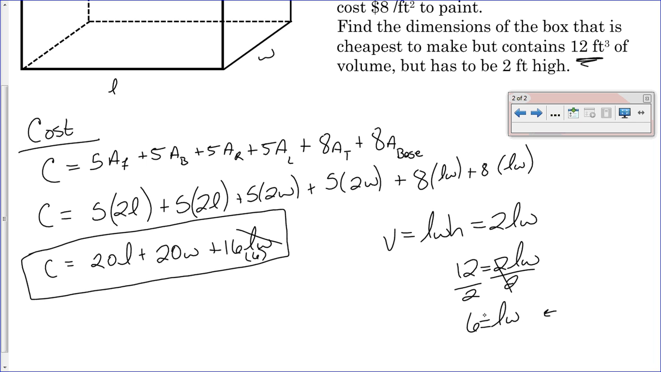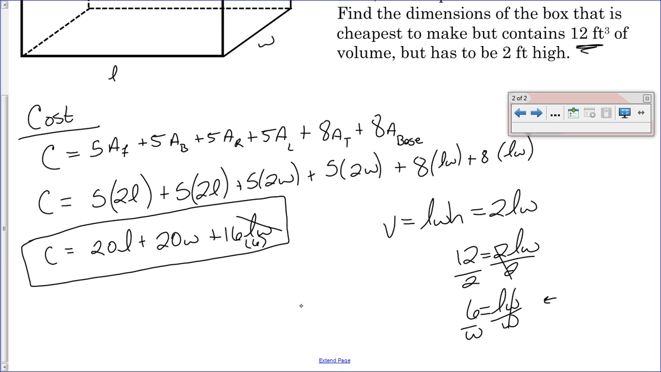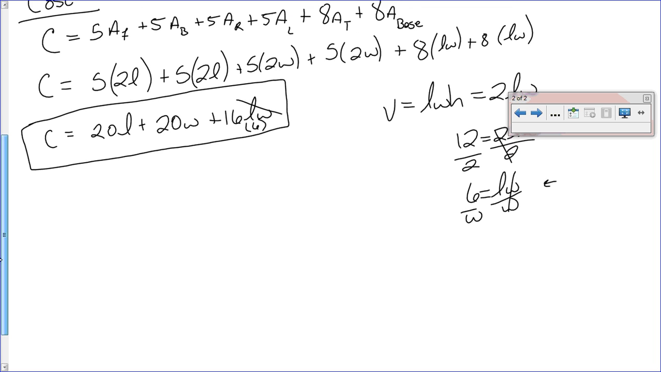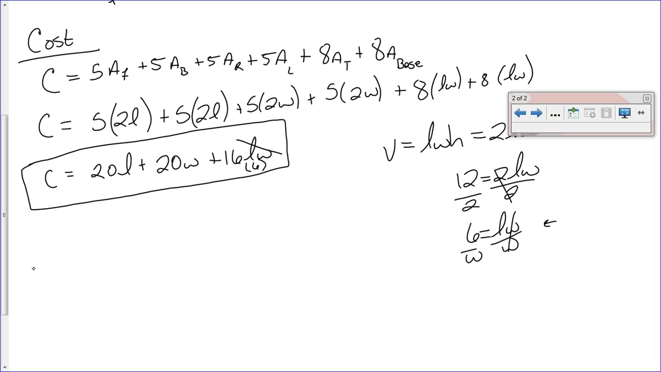Now let's solve for L so we can have all W's in our equation. We divide both sides by W, so now we have this solved for L: L equals 6 over W. Now we can eliminate L from our equation for the time being. So now we know that C equals 20 times 6 over W plus 20W plus 96.